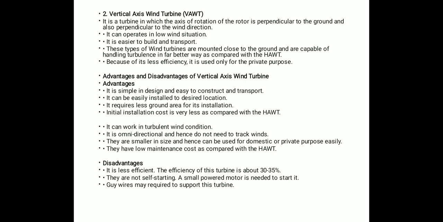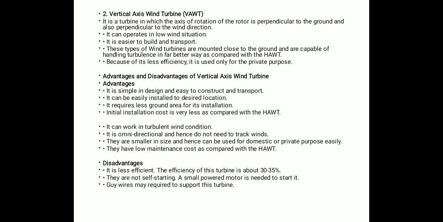It is simple in design and easy to construct and transport. It can be easily installed in desired conditions. It requires less ground area for installation. Initial installation cost is also low compared to HAWTs. It can work in turbulent wind conditions. It's omnidirectional and hence does not need to track winds. They are smaller in size and hence can be used for domestic and private purposes only. And they have low maintenance cost compared to HAWTs.